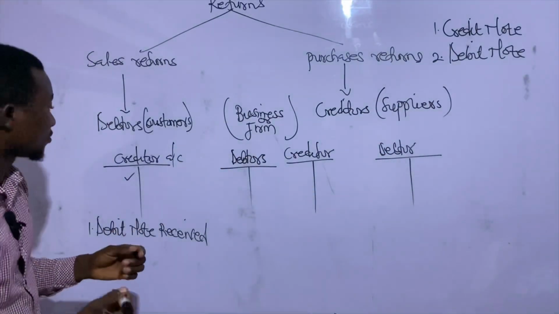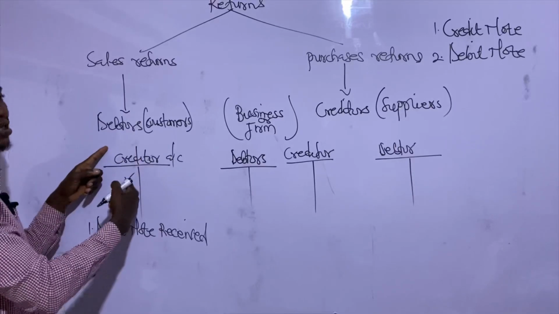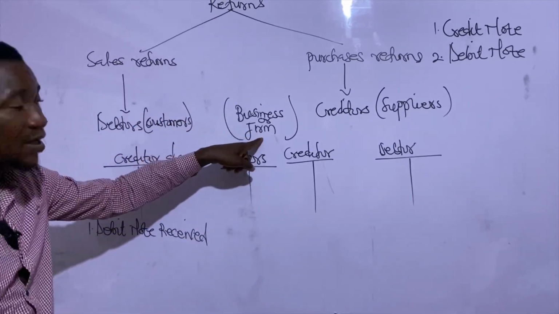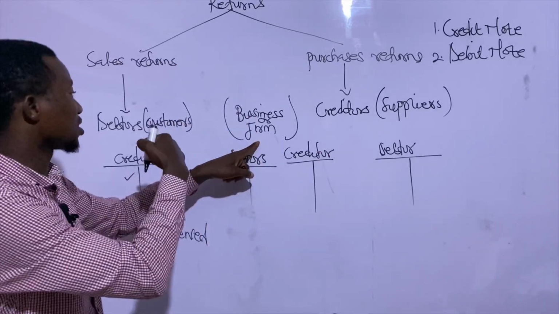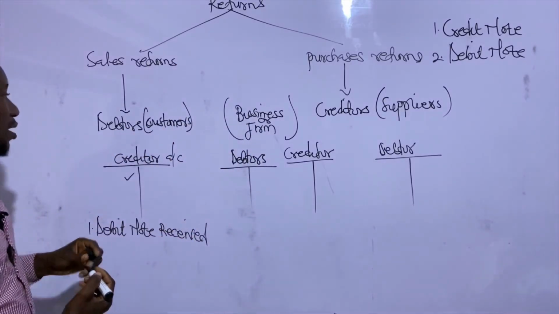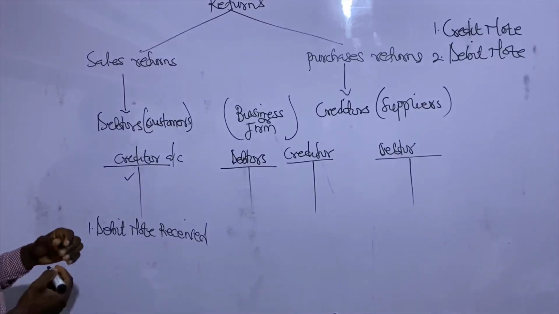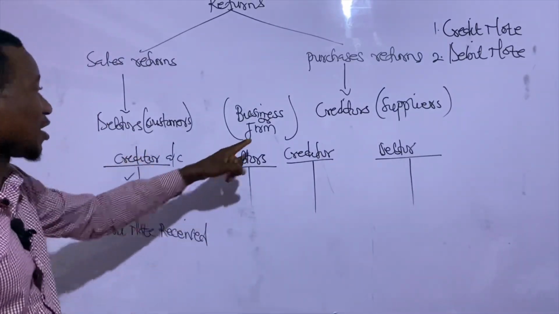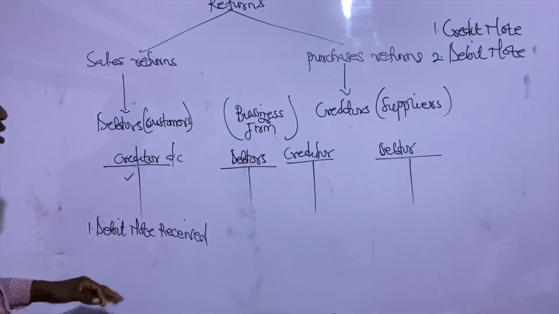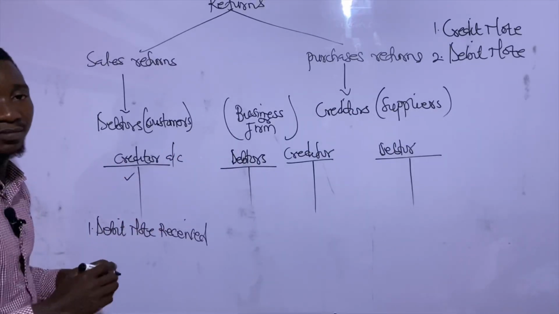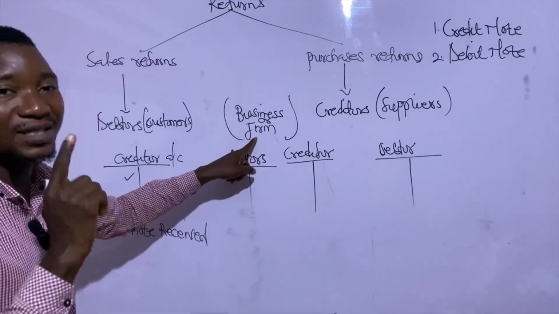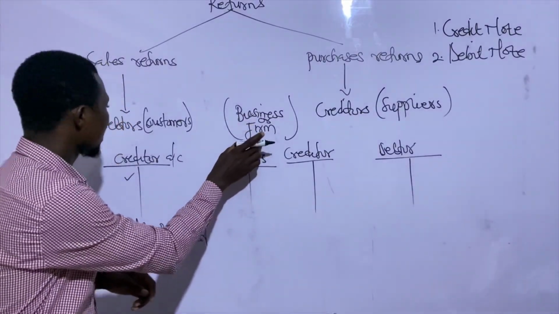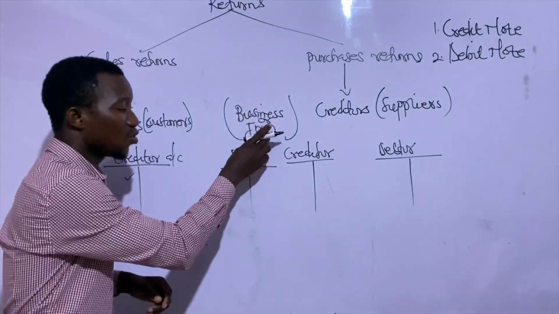On the other hand, the customer may not send a note, but when the goods reach the premises of the firm, the firm may rather send a note to the customer or the debtor. The note that the firm will send is what we call credit note issued. The reason why the firm will send a credit note issued is that for the business, the customer is a debtor in his book.